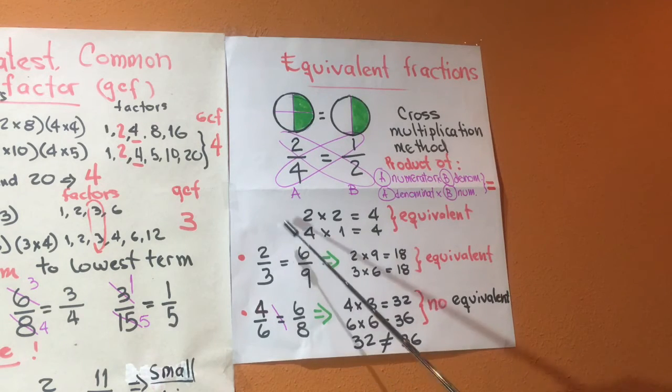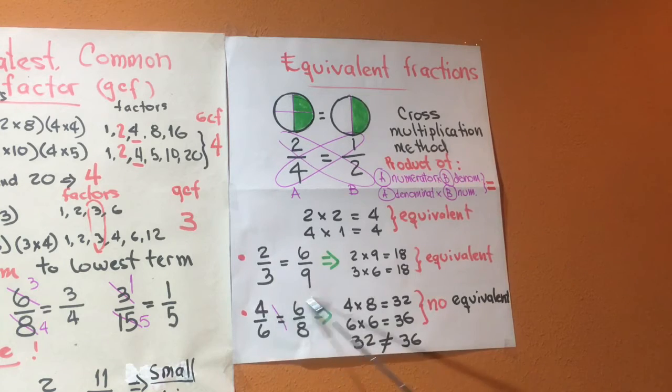Let's see what happens with these two fractions, 2/3 and 6/9. We do the cross multiplication. Here, 2 times 9 is 18, and 3 times 6 is 18. Since both products are equal, these fractions are equivalent.